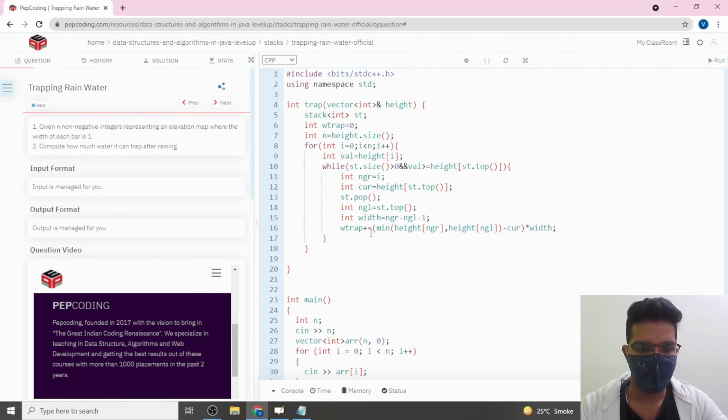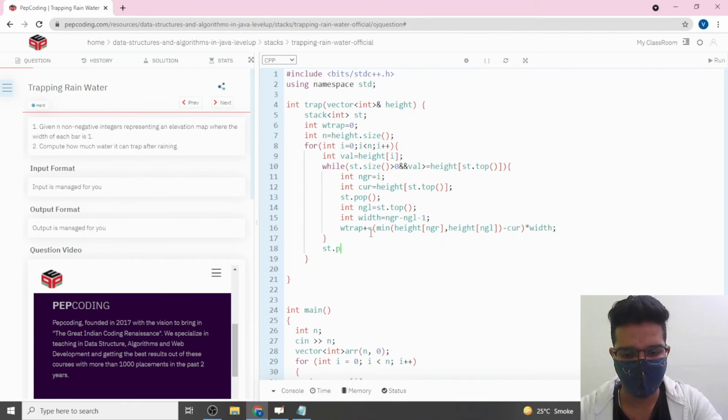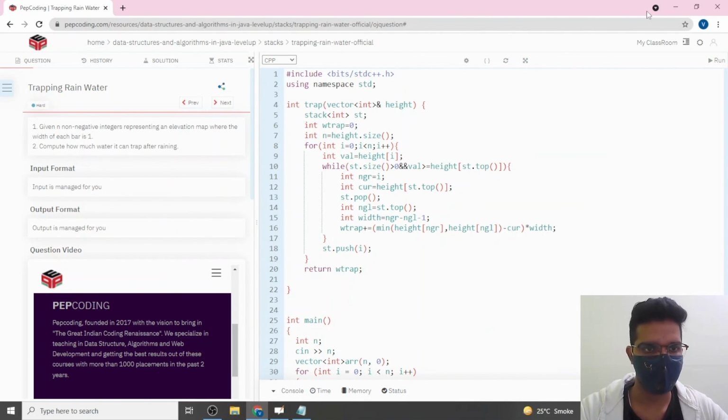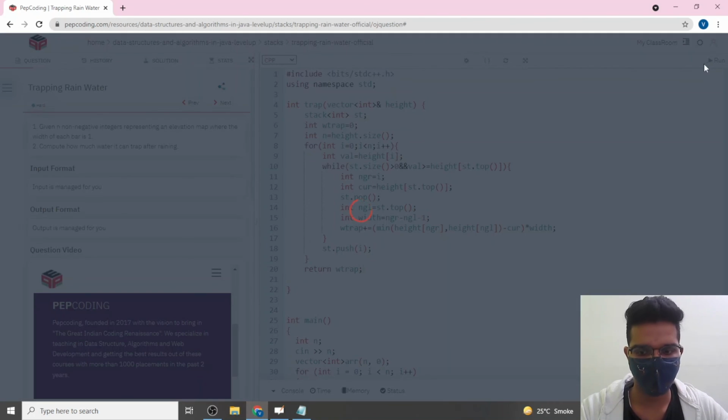And then don't forget to push your indexes. We are making stack on indexes, right? So that we calculate our width, and then simply return your answer. That is the water trap. Okay, now let's try to run it. And if there is any error, let's resolve it.